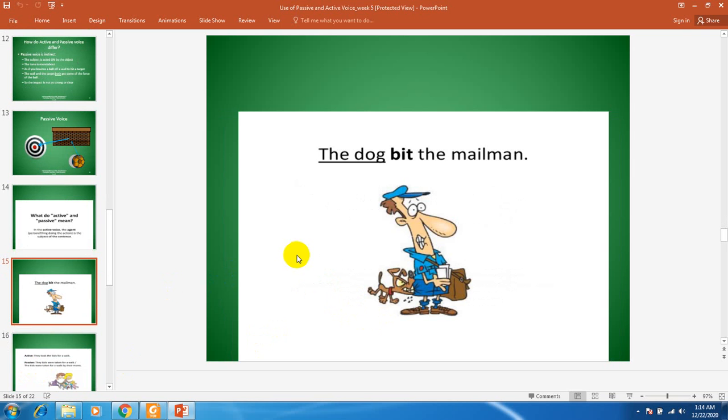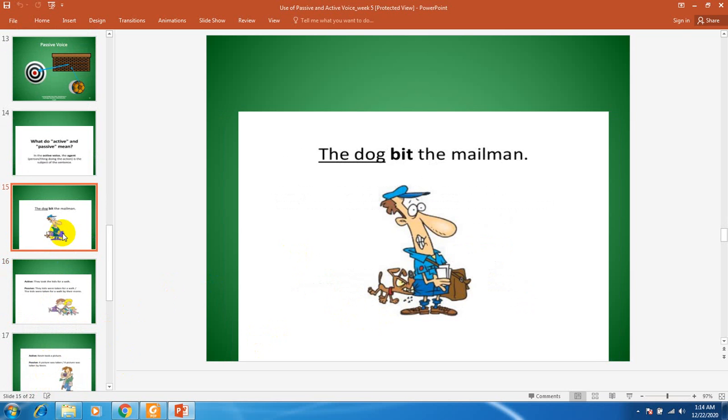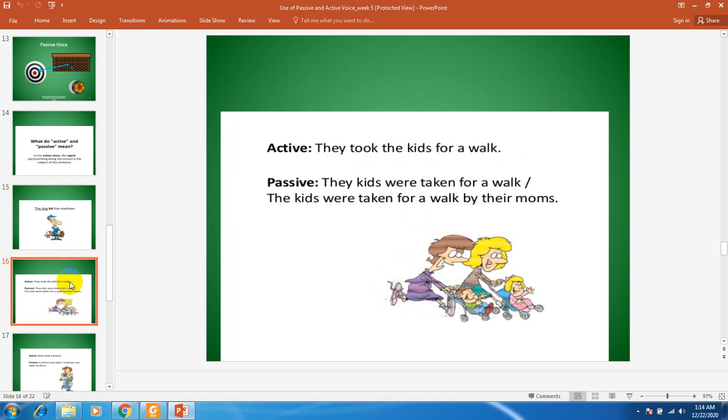For example, the dog bit the mailman. This is active voice. The dog bit the mailman. Active voice. They took the kids for a walk. This sentence is an active voice.